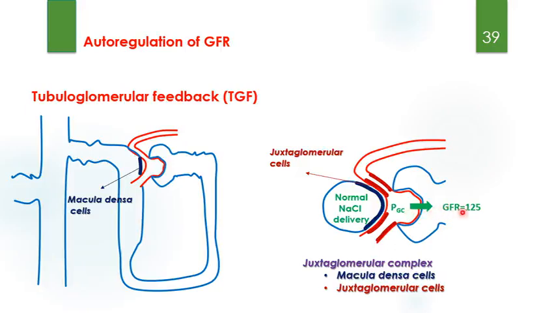At the normal GFR, the normal delivery of sodium chloride occurs at the juxtaglomerular apparatus or complex. Let's see what happens when GFR decreases or increases, and what is the response of this apparatus to this change.